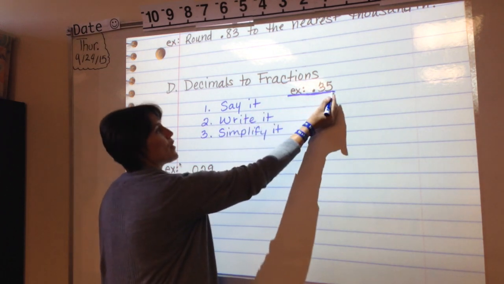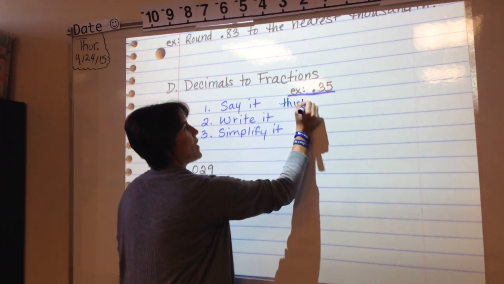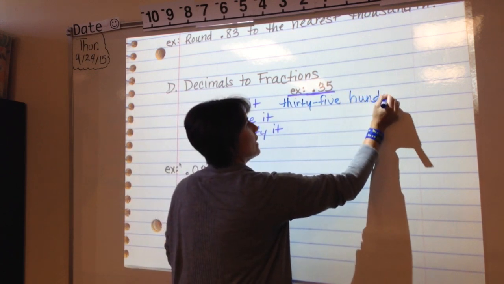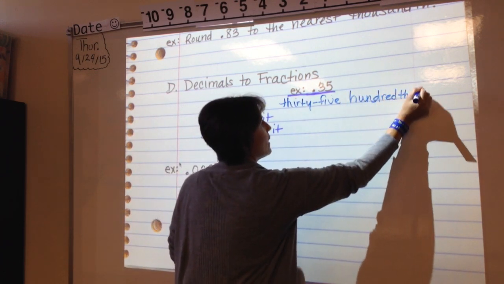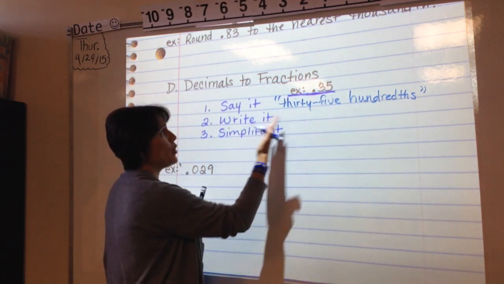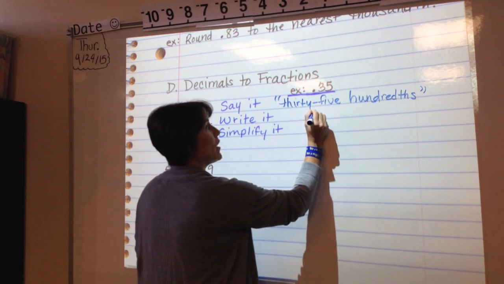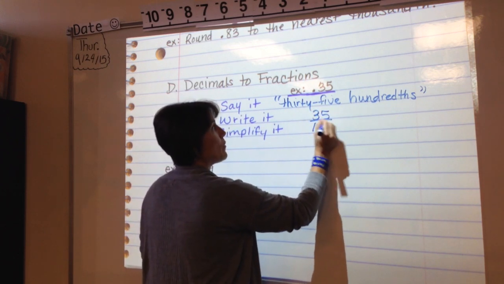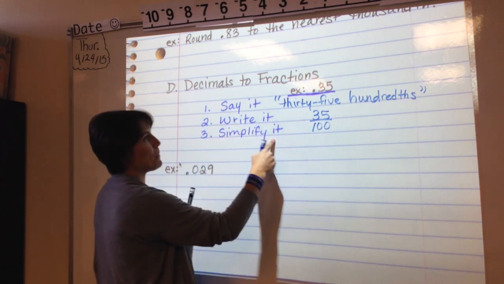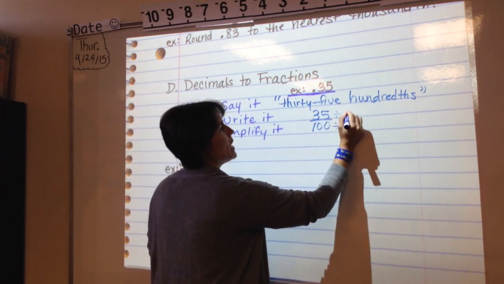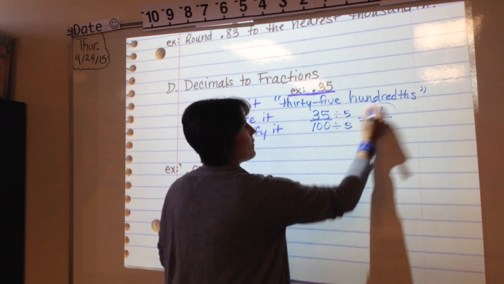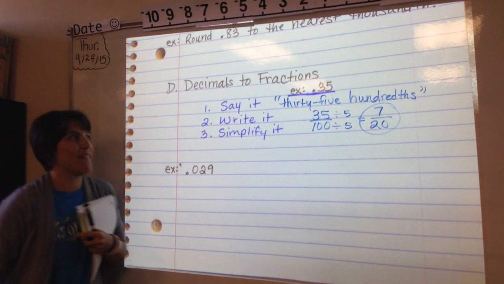Okay. You say it. 35 hundredths. That's what you say. That's your little voice marks, you know. 35 hundredths. You say it, you write it. Didn't you hear that? When you said 35 hundredths, didn't you hear 35 hundredths? And then you simplify it, because all fractions need to be in their simplest form most of the time. And so this is one of those cases, and that's the final answer done. Say it, write it, simplify it.